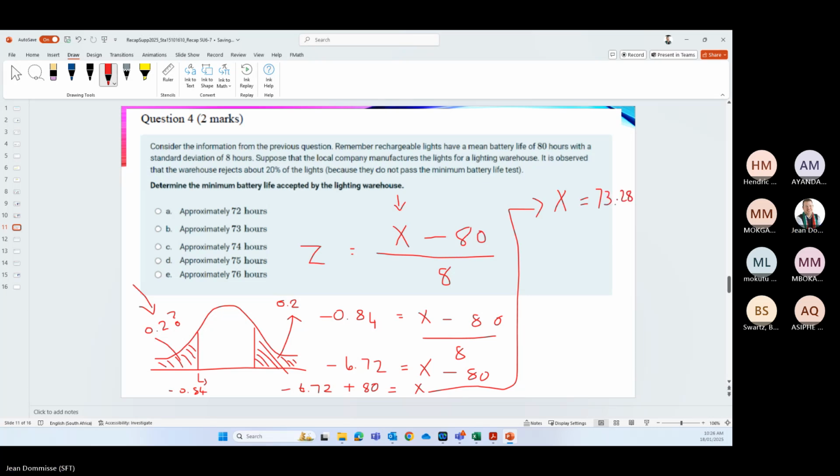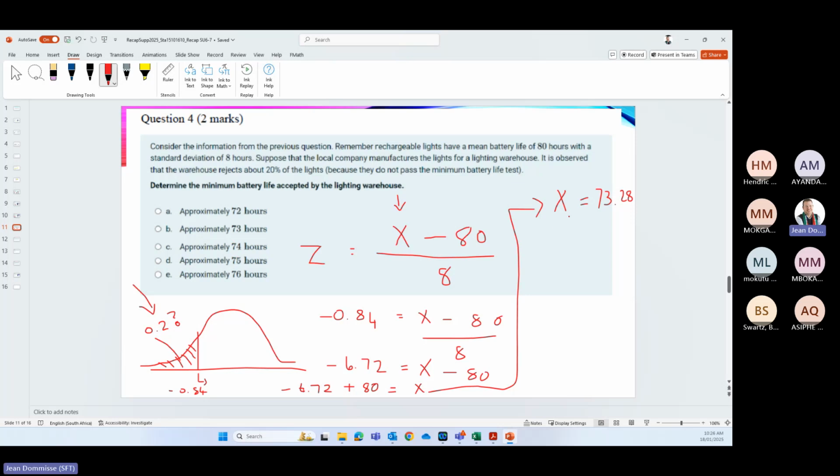73.28. So we are looking only at this component, because otherwise it would have had a rejection rate of 80%. X equal to 73.28. Determine the minimum battery life accepted by the warehouse.